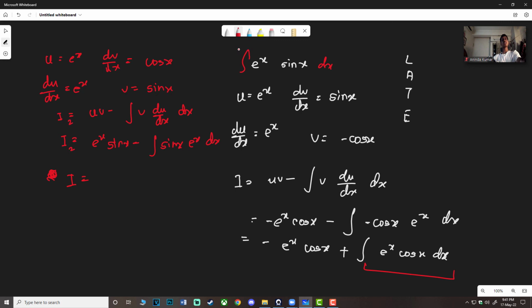The initial I, the I that is equal to this, was minus e to the power x cos x plus this I2, which is e to the power x sin x, minus the integration of sin x e to the power x dx. Now, we know that our I is the integration of e to the power x sin x dx. Once again, we have this expression over here, e to the power x sin x dx, so this can be written as I.